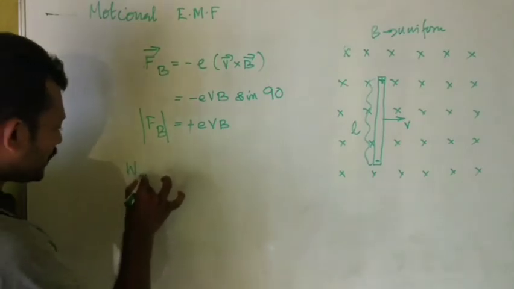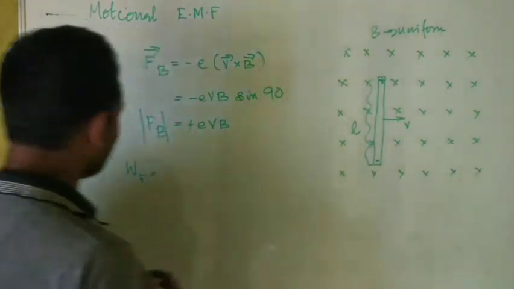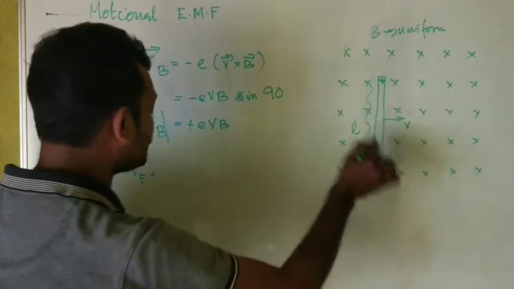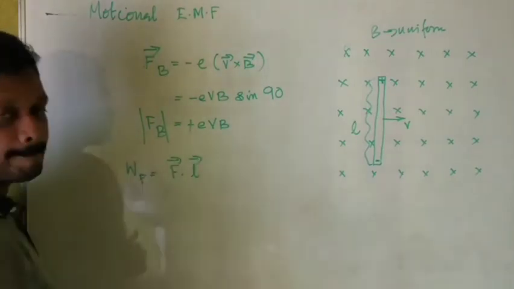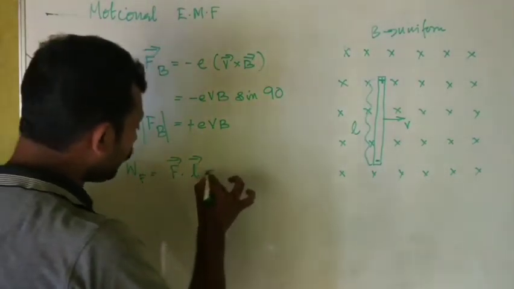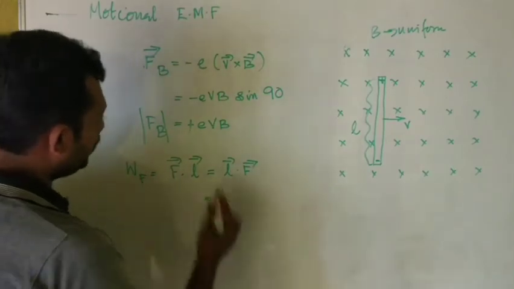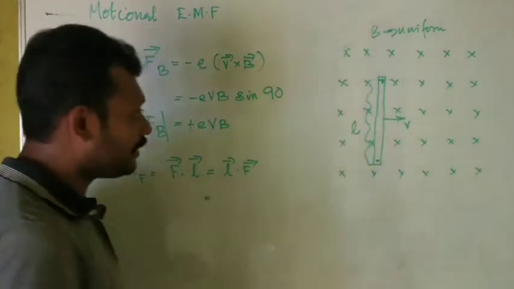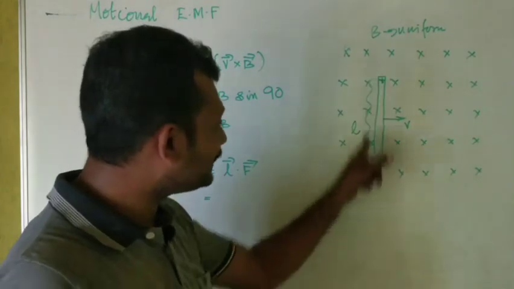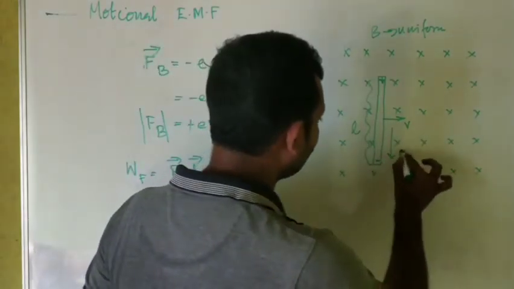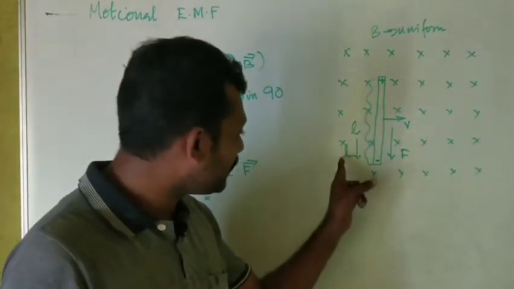The work done by this force, when electrons are pushed downwards, means positive charges are pushed upwards. The work done by this force in order to move a charge between these two ends is F dot L, or otherwise L dot F. Now the force on the electron is downwards, and the displacement L for the electron is in the same direction.